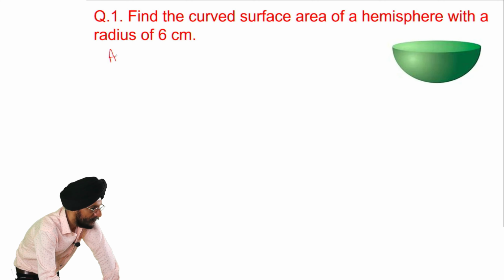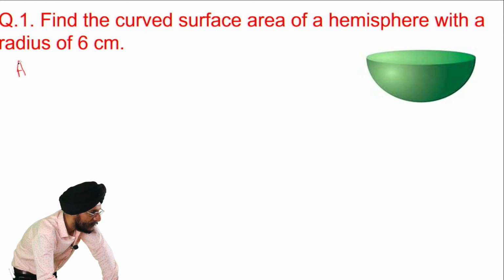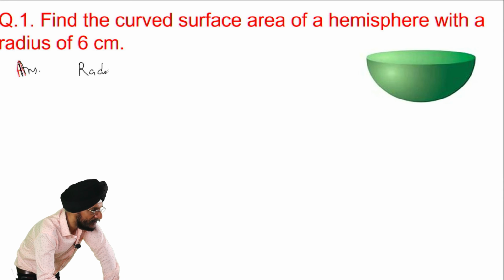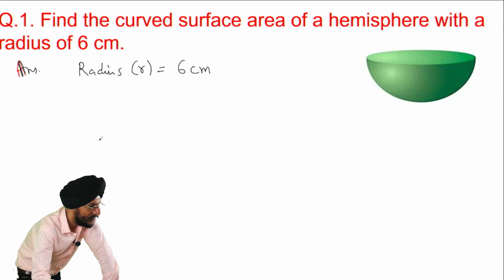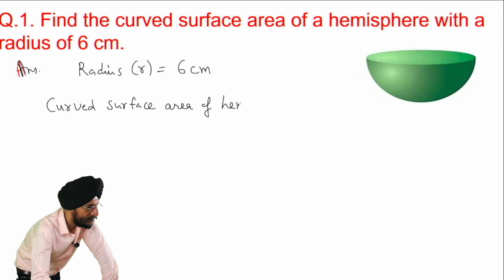So answer, what is given to us is radius. It is 6 centimeter. What we are to calculate? We are to calculate curved surface area of hemisphere.